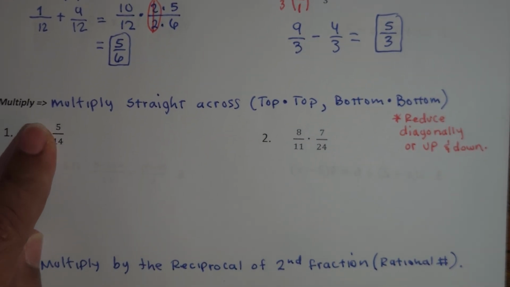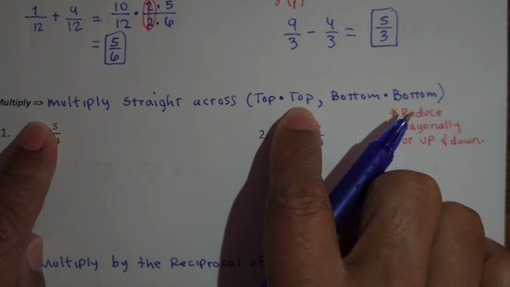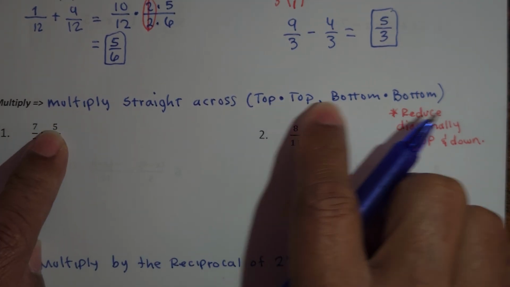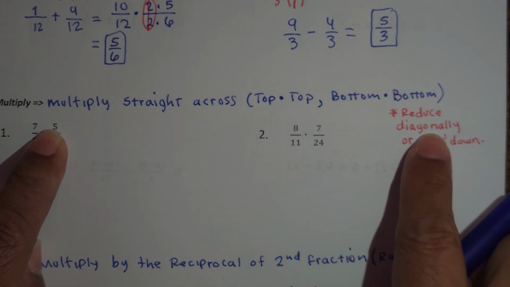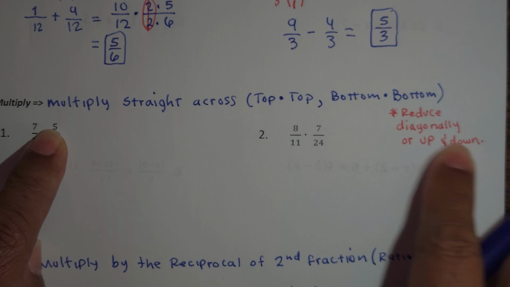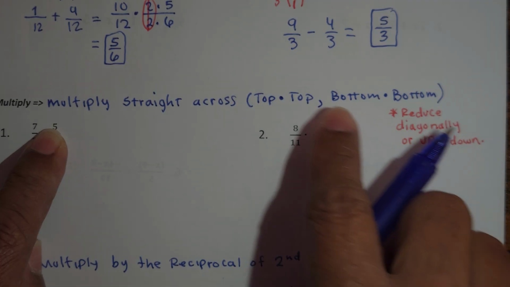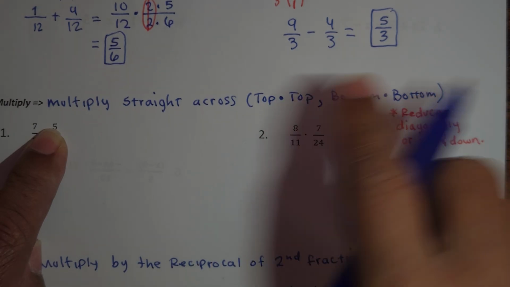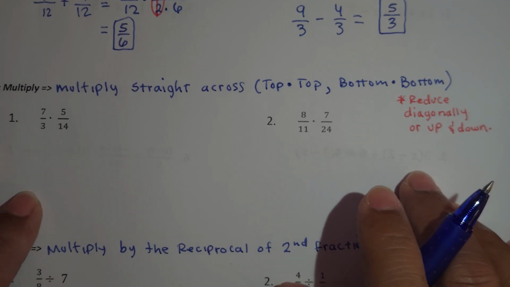Okay, multiplication of fractions or rational numbers. Multiply straight across. That means tops with tops, or numerators with numerators, and bottom with bottom, which is denominators. Okay. Reduce diagonally or up and down. So always look to see if you can reduce. If you can reduce right away, then that'll make the problem simpler to do. Okay, because if you just multiply top with top and bottom with bottom, you might end up with a large number that's going to be a challenge, or it's going to take more work to simplify.